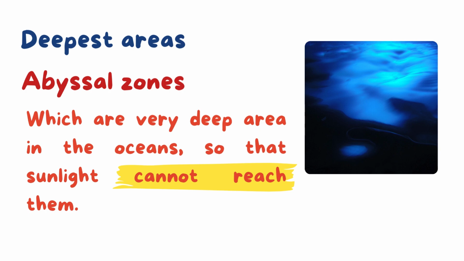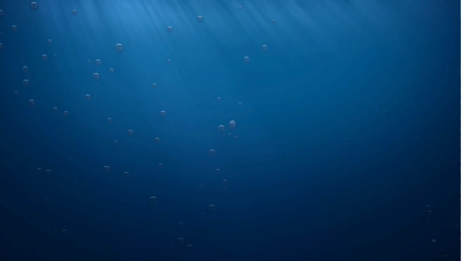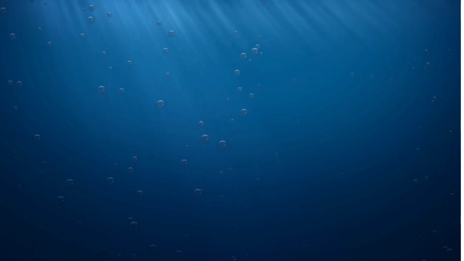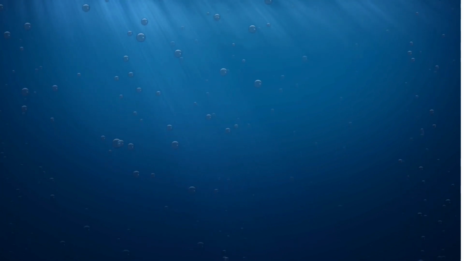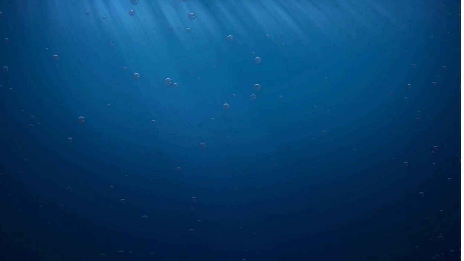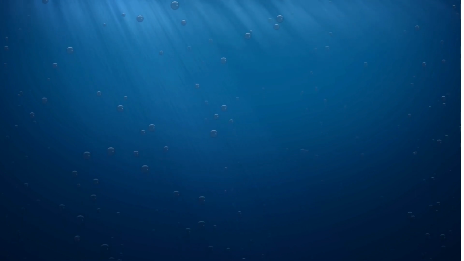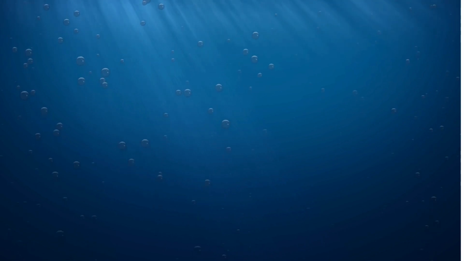These areas are so deep in the oceans that sunlight can't reach them. So here is the deepest area, which we call the abyssal zone, and sunlight cannot reach this zone because it is very deep, okay? As we see here, this is the abyssal zone, and it is very dark because the sunlight cannot reach this area, as it's very deep.